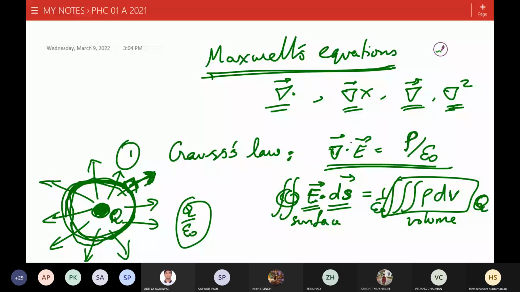Does it make sense? Yes, sir. So basically the charge inside the volume is proportional to the electric field that comes out of the surface encompassing that volume.